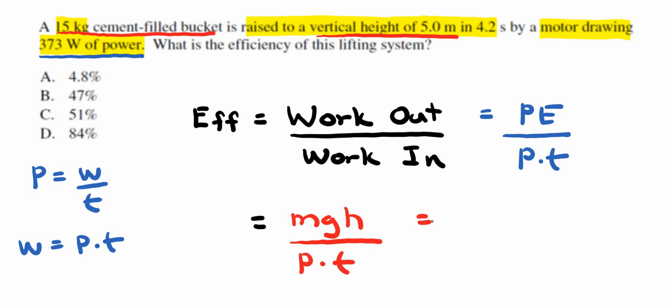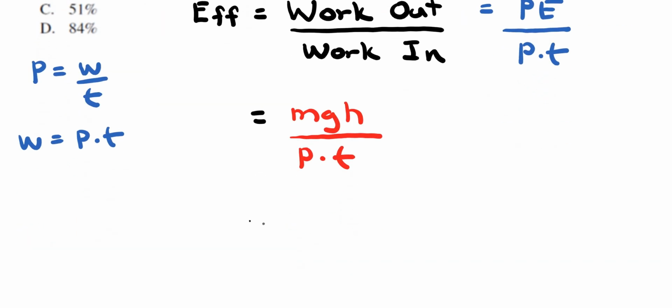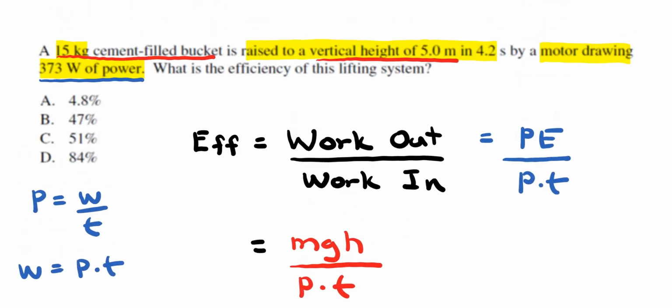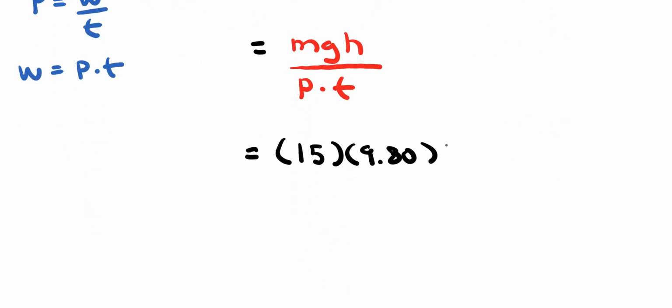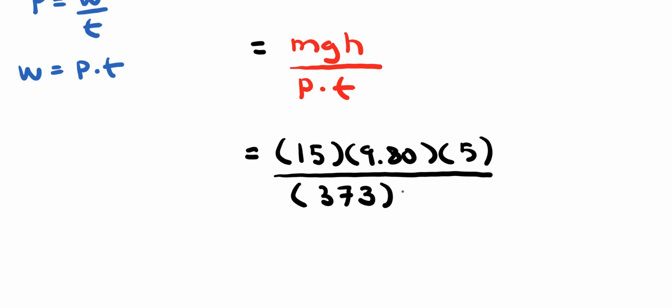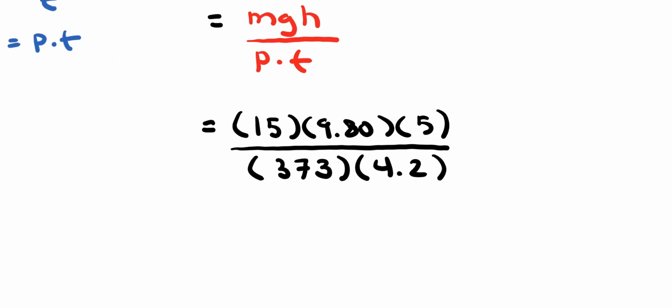Okay, let's just continue vertically here. So the mass in this particular problem is going to be 15 kilograms. So 15 times 9.80, and the height here is going to be 5 meters, and then we divide that by the power, which is 373 watts, and the time here is going to be 4.2 seconds. Okay, so if we go ahead and figure this out, I believe the numerator is roughly 735, and hopefully the denominator will be bigger, and it is.